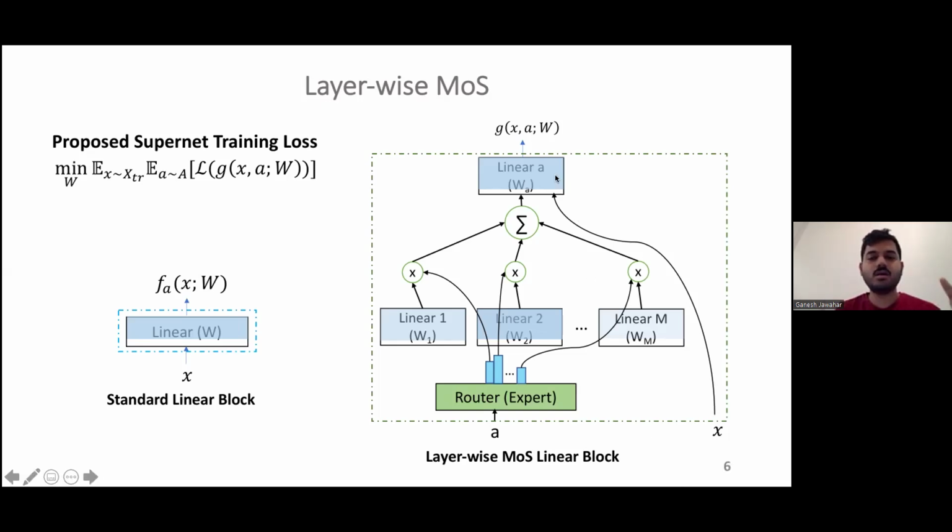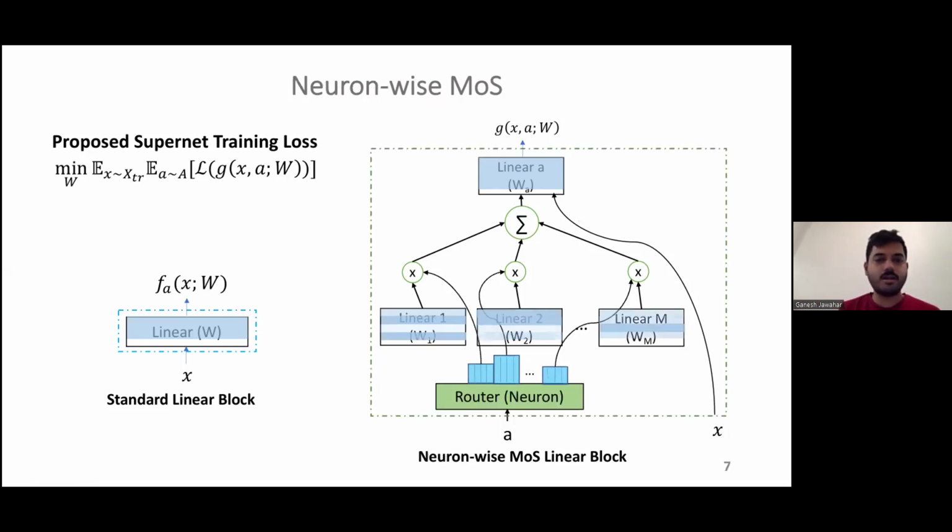So essentially, at a high level, what we are doing is decomposing a single weight matrix into multiple weight matrices, and we are using the architecture as input to the router to guide this weight generation process, right? Yeah, we're running short of time, so I'll go a little bit fast.